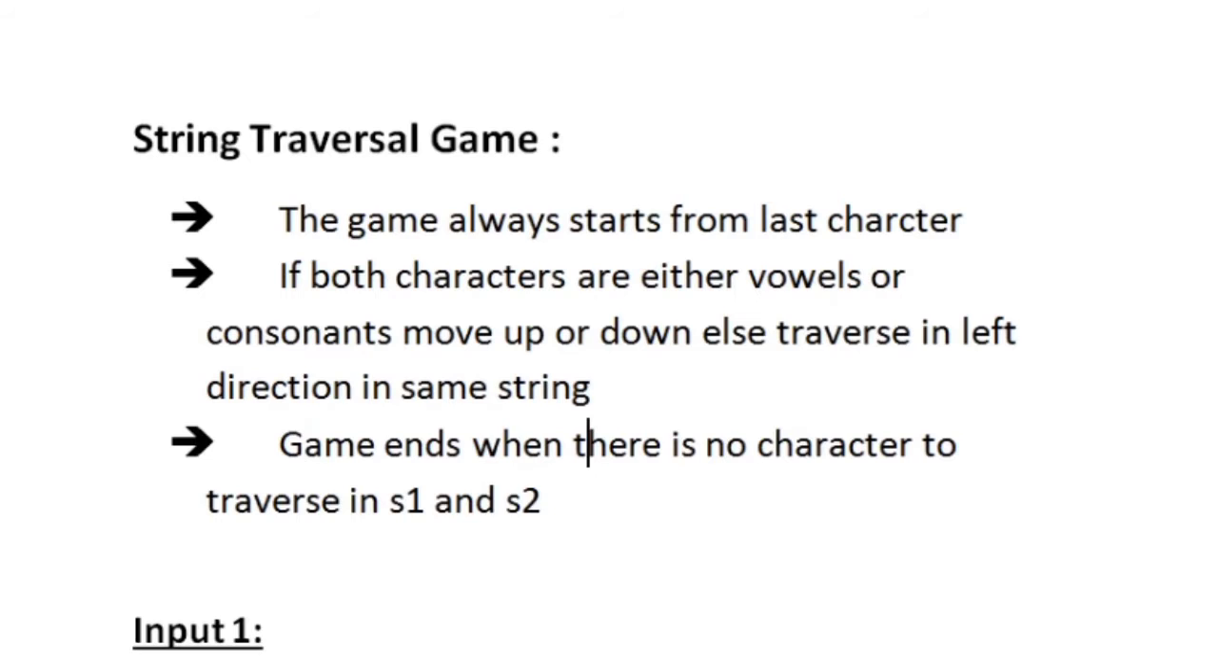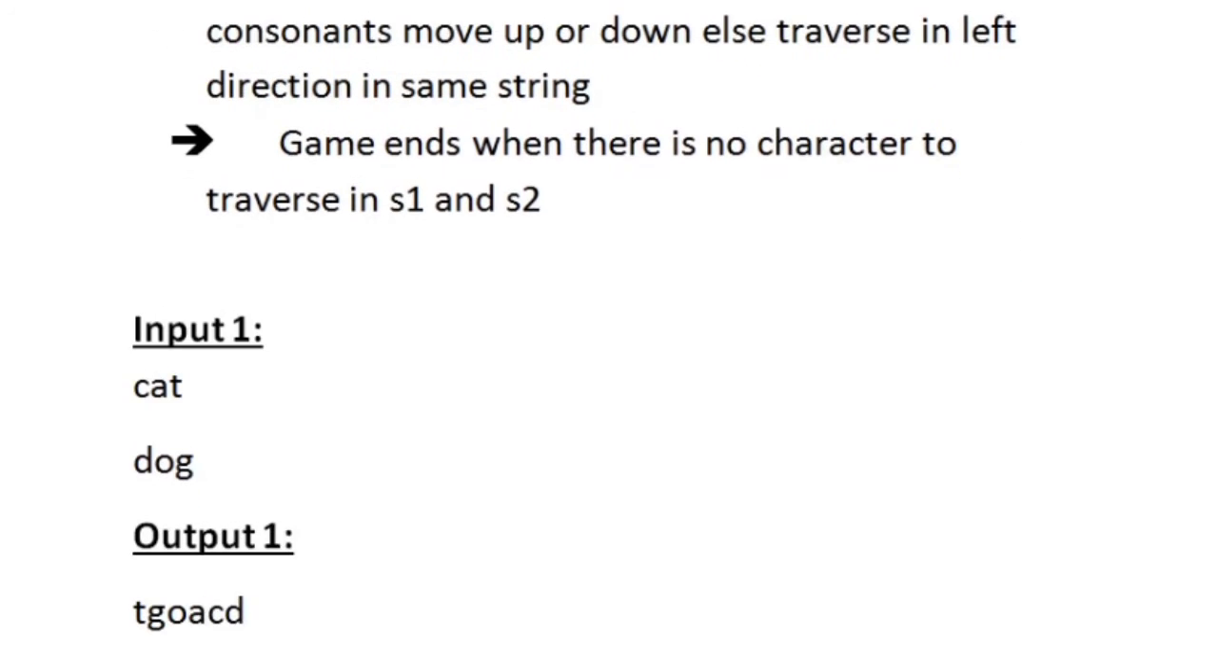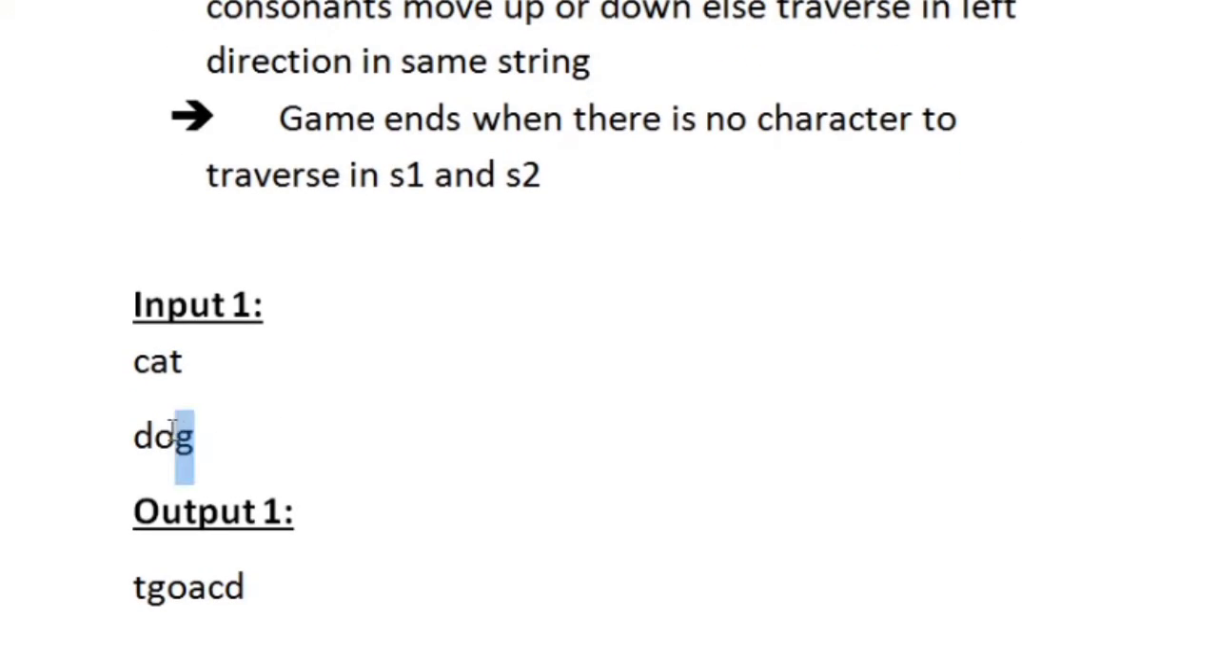So let us see our sample input 1. So these are the given input strings, and as given in the question, first we have to start from the last character. So T and G. When we compare this, both are consonants. So we are traveling from T to G. So T and G is printed first.